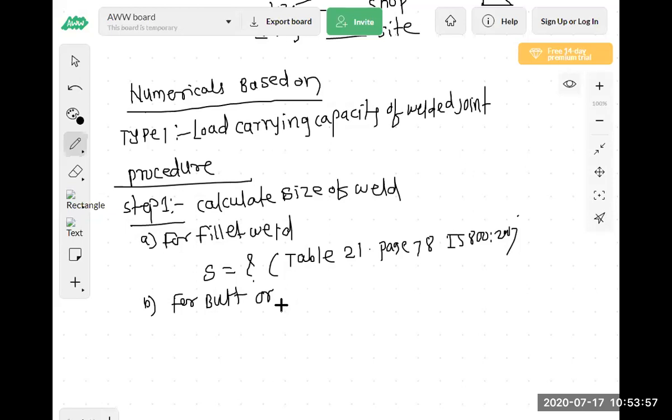So open the IS code page number 78. So there is a table.